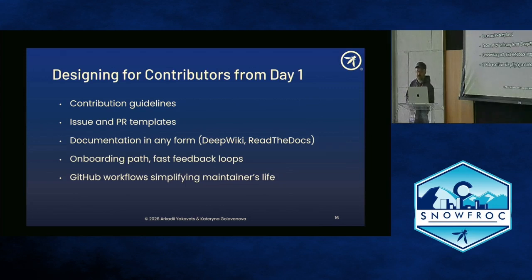I also recommend designing for future contributors from day one. Just make it easier for them to get onboarded. You can create issue and pull request templates. I'm not sure how familiar you are with GitHub, but it also has a built-in mechanism to provide templates for issues and pull requests. You can put whatever you want there. Documentation, any sort of documentation would work. Read the Docs, and DeepWiki automates it for you. A couple of good options for this.